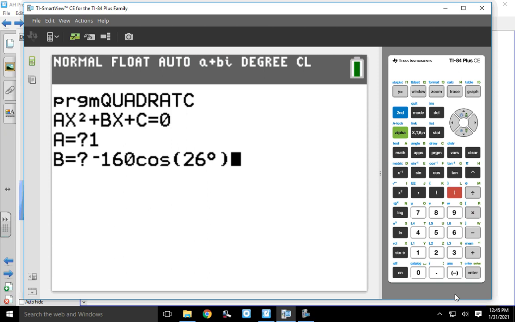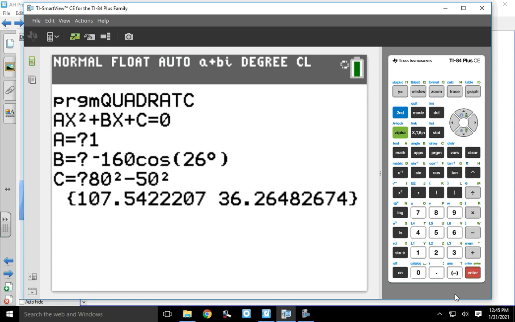And then finally for C, that's the 80 squared minus the 50 squared. And you can just type it in just like this. It'll crunch that and store it to the right variables for me and run that through my quadratic formula program. So there are the two solutions, 107.542 and 36.264. So it looks like there's two solutions. Both of these are positive. They're both real answers, so both of those are potential solutions for us.